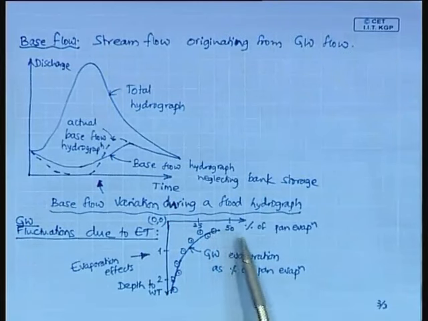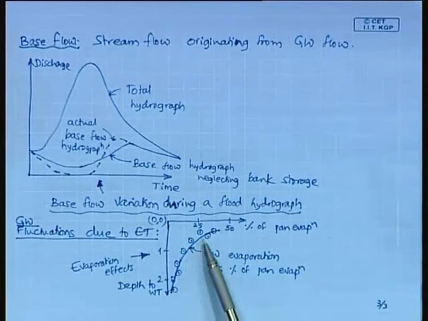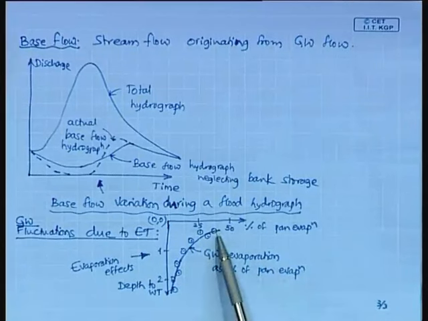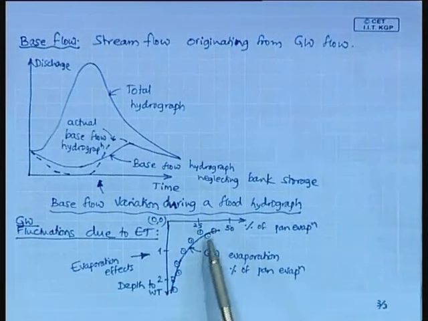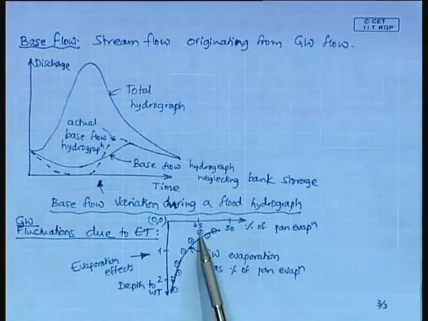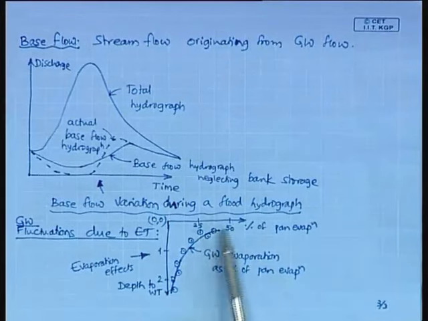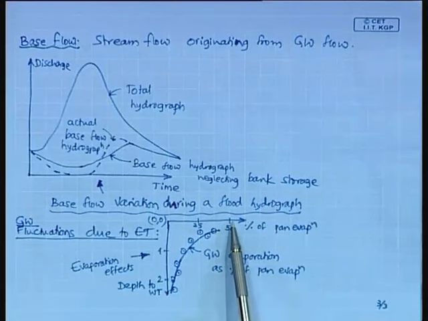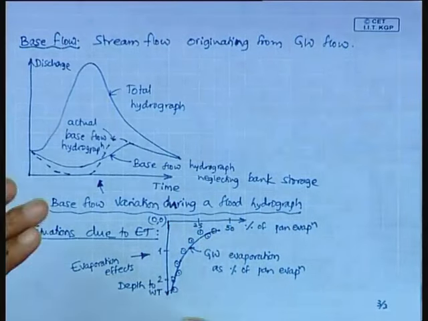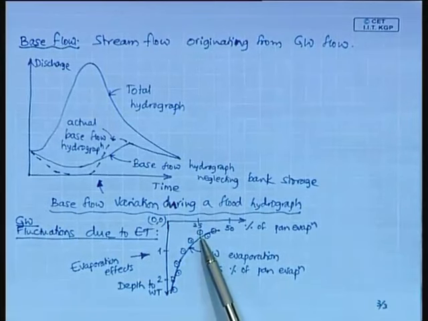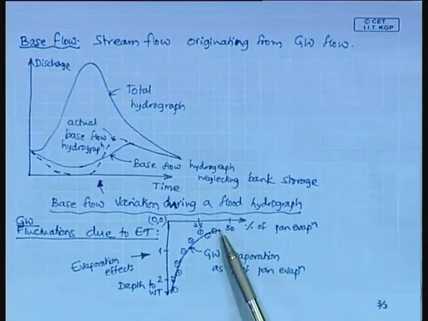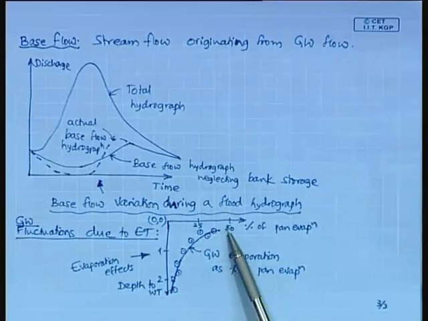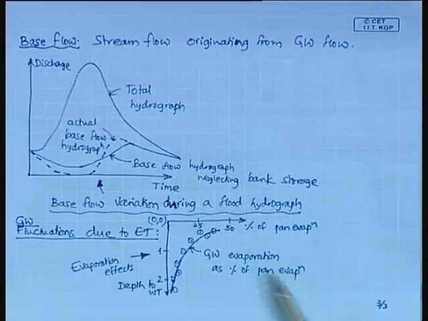Near the surface, the evaporation expressed as a percentage of pan evaporation is very high, as you can see here. This is in the range between the surface and say 0.5 meters, or maybe 1.45 meters, which is 1.5 feet. In this top layer, the groundwater evaporation is more than 25%, and it even reaches as high as 50% of the pan evaporation rate.